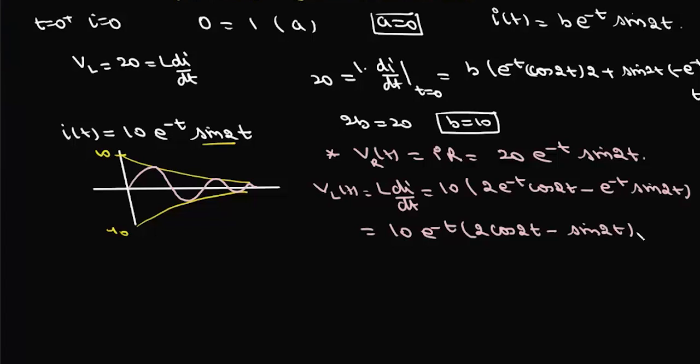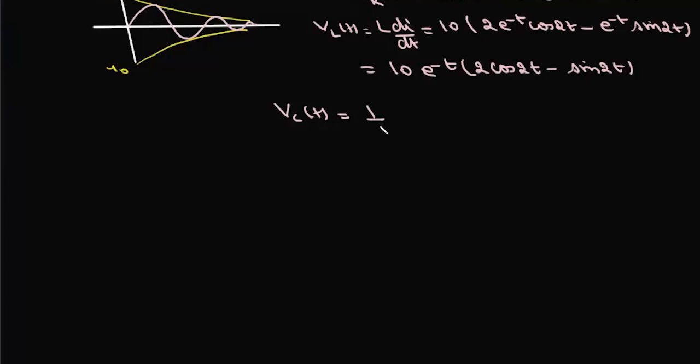And finally, if we had to find voltage across capacitor, we know that voltage across capacitor is given by 1 by C and Q. Q is basically integral of I dt, and here we'll take minus I because direction of I is reversed relative to voltage across capacitor. So we are taking minus I. Now 1 by C is 5, and this is minus, and I is 10 e to the power minus t sin 2t dt.